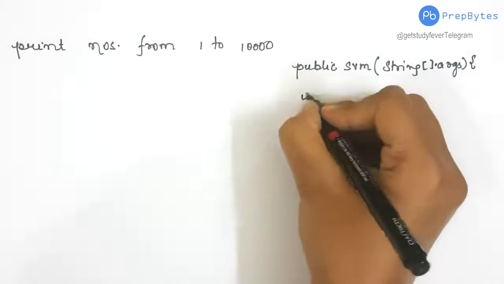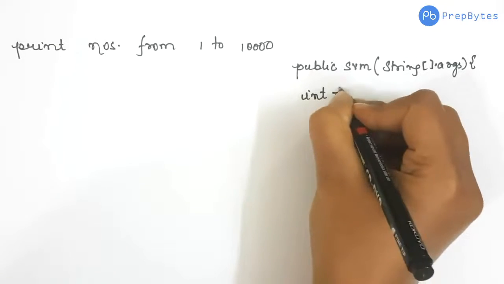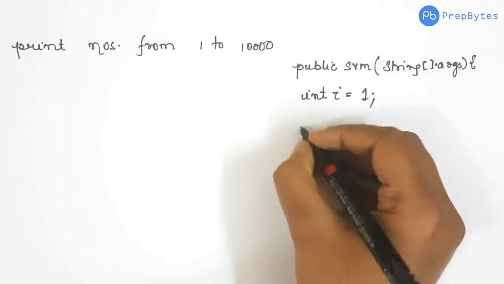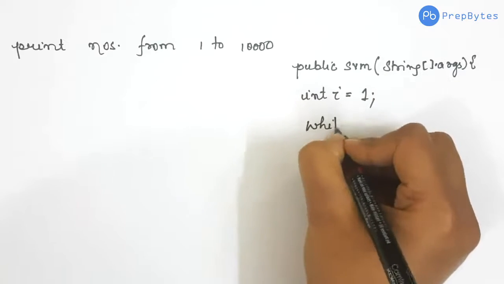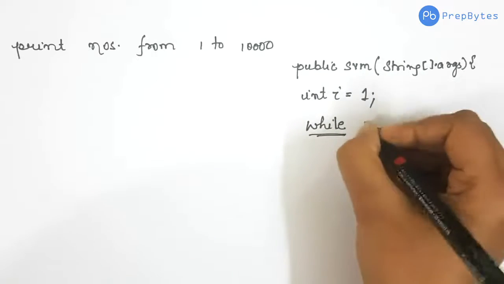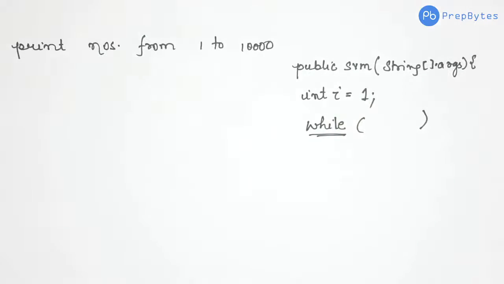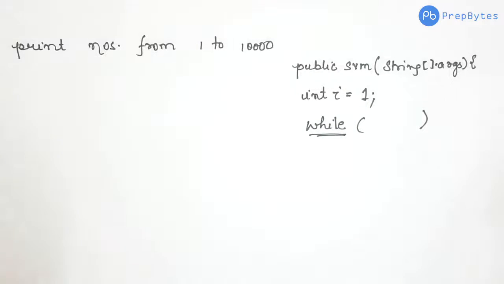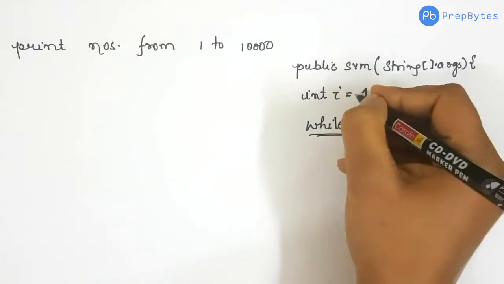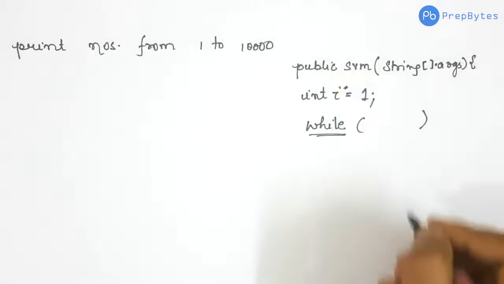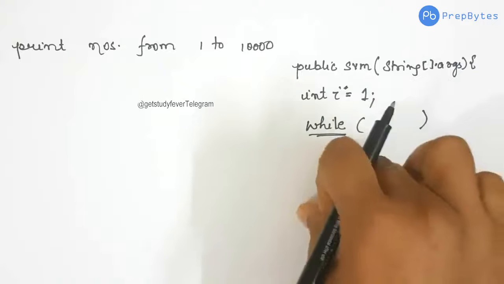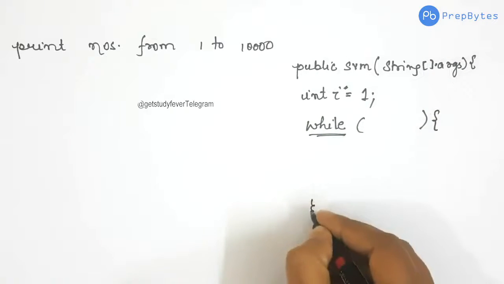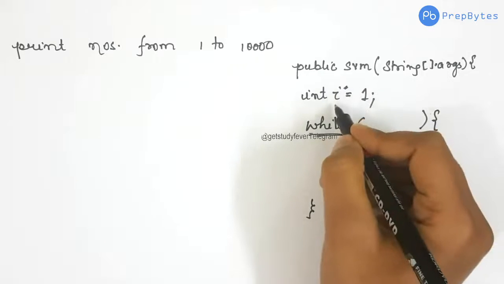So what will I do? I will take an integer i and initialize i with 1, and then we have a while here. While is the keyword, and then we have a condition here. Just like we had a condition in if, we have a condition here. So we have to decide several things in while: what will be my initialization, what will be my condition, and what will be my statements inside while. Here, what I have to do is print i.